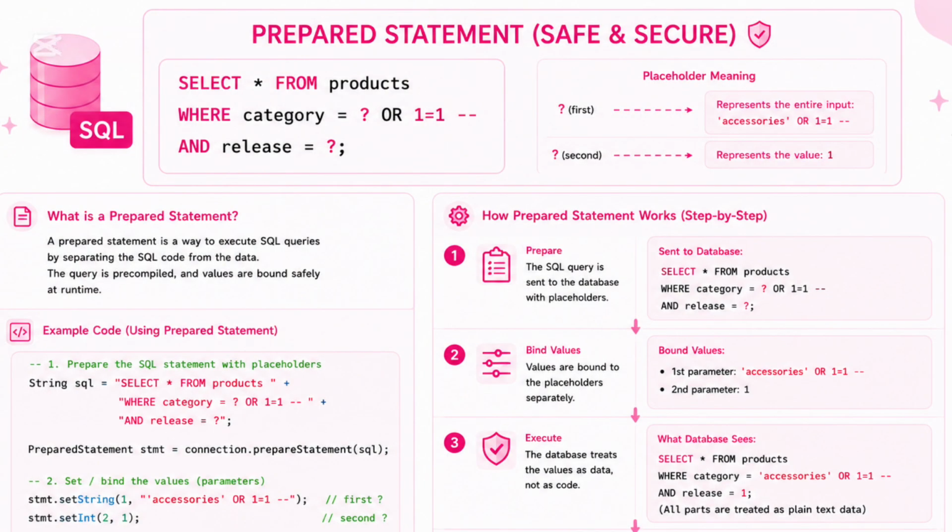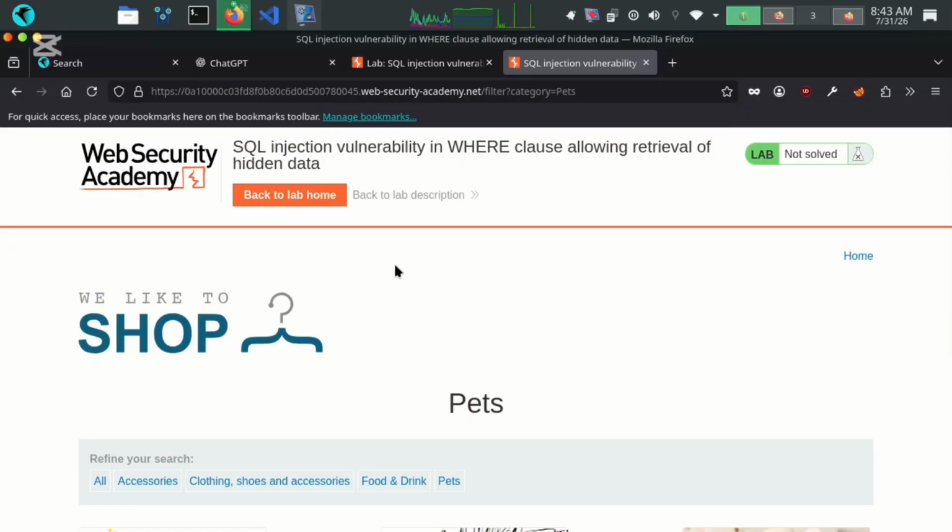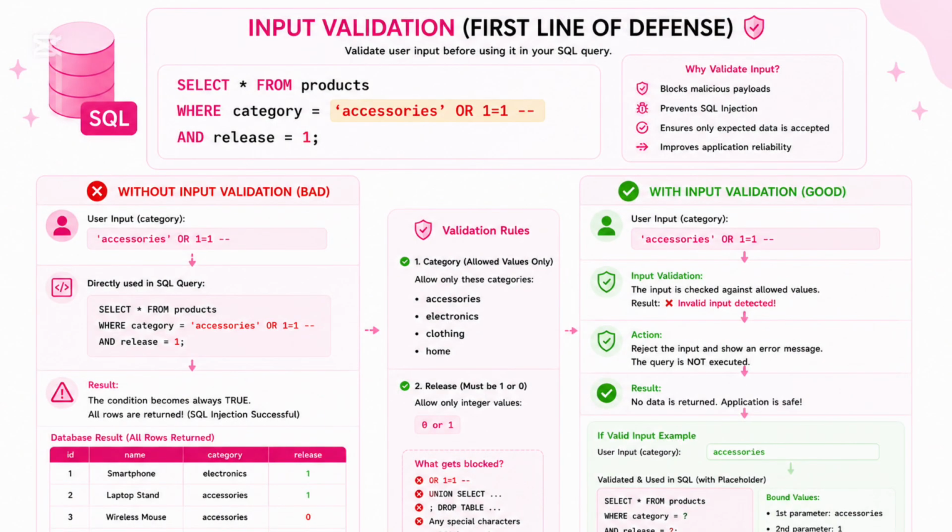Layer 1, you have to always use a prepared statement. Parameterized queries as well. This is 99% of the fix. So you never glue strings. Always use a placeholder and send data separately. Then layer 2, input validation. You only allow known categories. For instance, if you only sell electronics, fashion and accessories, then only accept those 3 and block everything else.